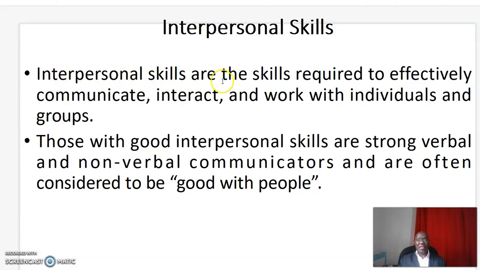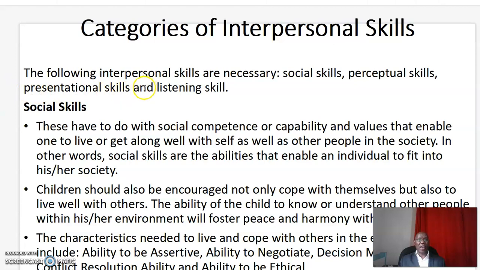Interpersonal skills are the skills required to effectively communicate, interact, and work with individuals and groups. Those with good interpersonal skills are strong verbal and nonverbal communicators and are often considered to be good with people. In this section, I want us to look at the categories of interpersonal skills. So the following interpersonal skills are necessary.